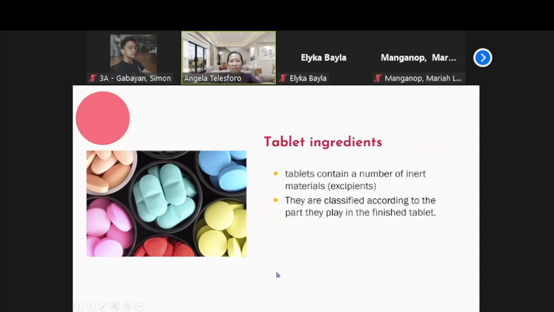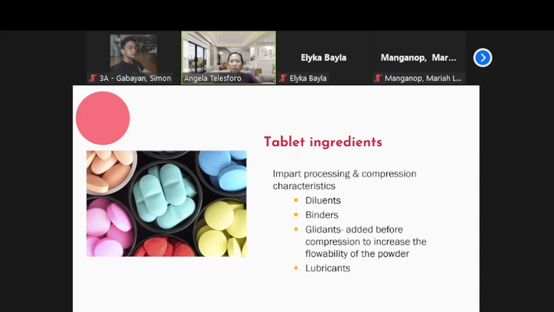So, sa tablet ingredients, so tablet contains a number of inert material which we call excipients na i-describe ganiha. And they are classified according to the part they play in the finished tablet. So, another thing, your tablet ingredients impart processing and compression characteristics.